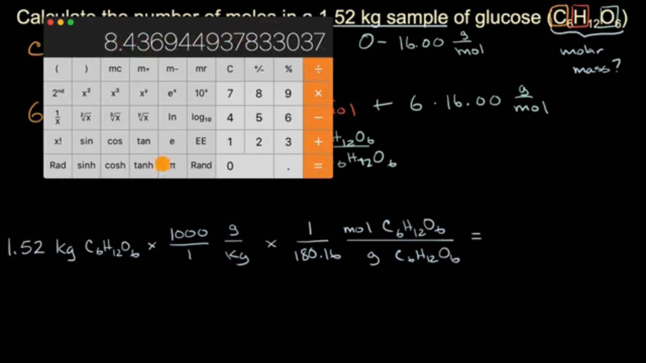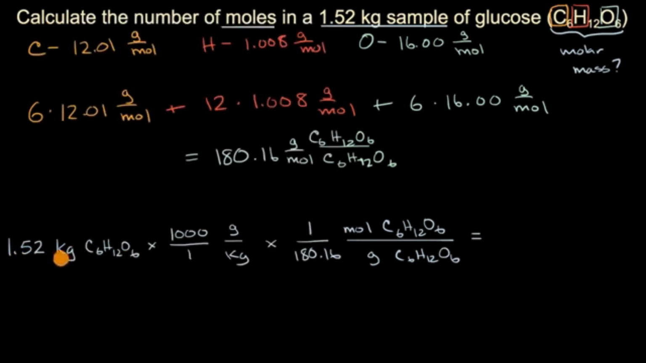And let's see if we see significant figures. We have 3 significant figures here. We have 5 here. So we want to round it to 3 significant figures. So it will be 8.44 moles of glucose. So our kilograms cancel with our kilograms, and then our grams of glucose cancel with our grams of glucose, and we are left with 8.44 moles of glucose. Moles of C6H12O6. And we are done.